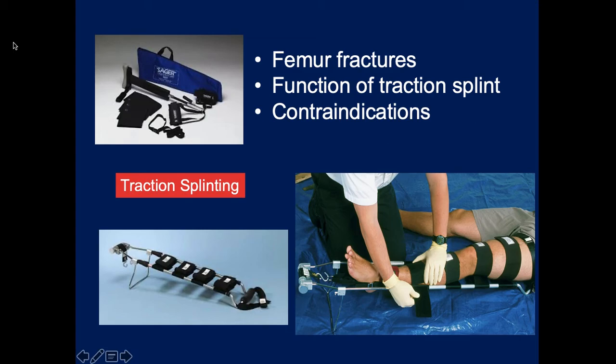And we'll show you in the lab how to apply these and proper methods and purpose and all that. But again, same thing. It is a splint, basically. So you're going to do pulse, motor and sensation. You'll then apply the splint as appropriate. And then once it's applied, you'll check PMS again.